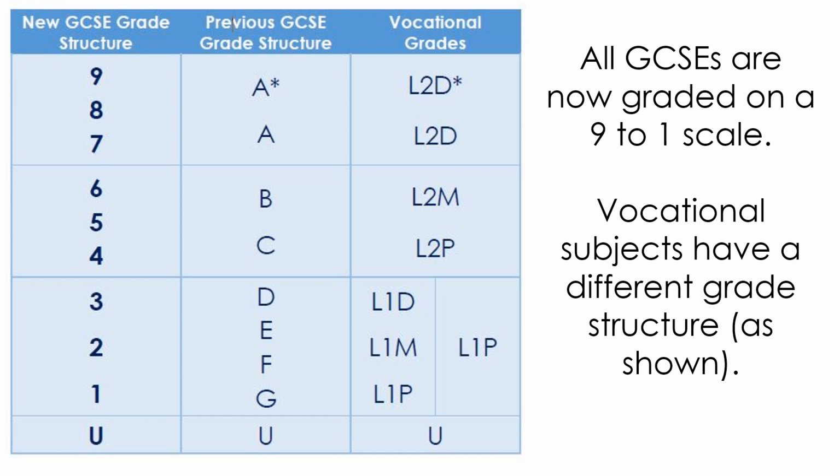Just to make you aware that all GCSEs are now graded on a 9-to-1 scale. And as I've already said, whether your child chooses to do a GCSE or a vocational subject, these are their equivalencies. And you can see there the 1-to-9 grading system for GCSEs and the vocational grading system, which goes from a level 1 pass up to a level 2 distinction star. So that completes my explanation of how to complete the option form.